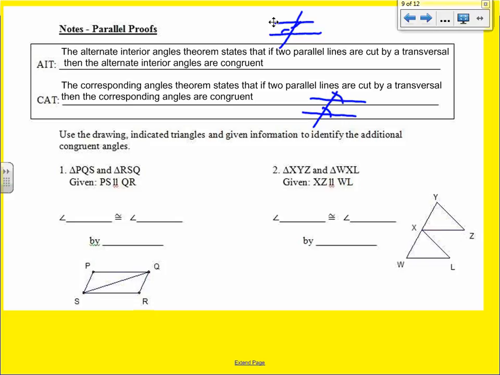So for number 1, we're trying to ultimately prove that triangle PQS and triangle RSQ are the exact same. The notation in the given between your PS and your QR is your two vertical lines. It's your parallel lines. So what we do know is that PS is parallel to QR. We notate that with our two arrows that say they're parallel.